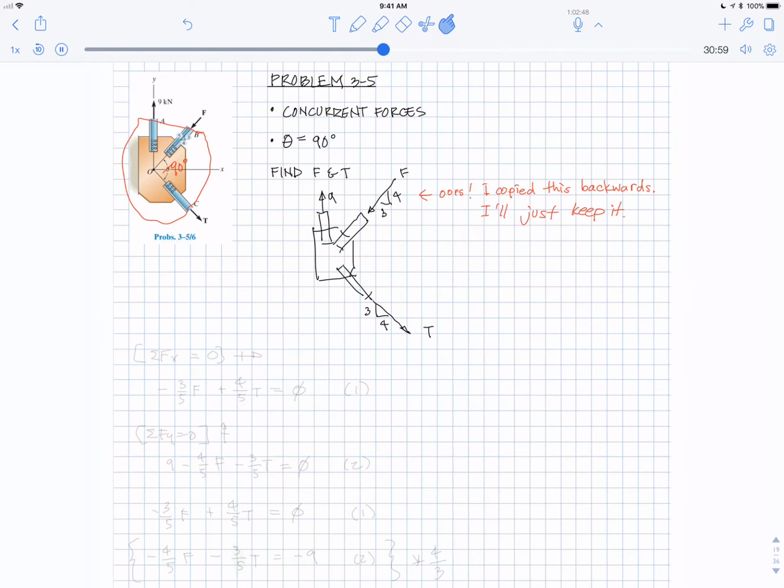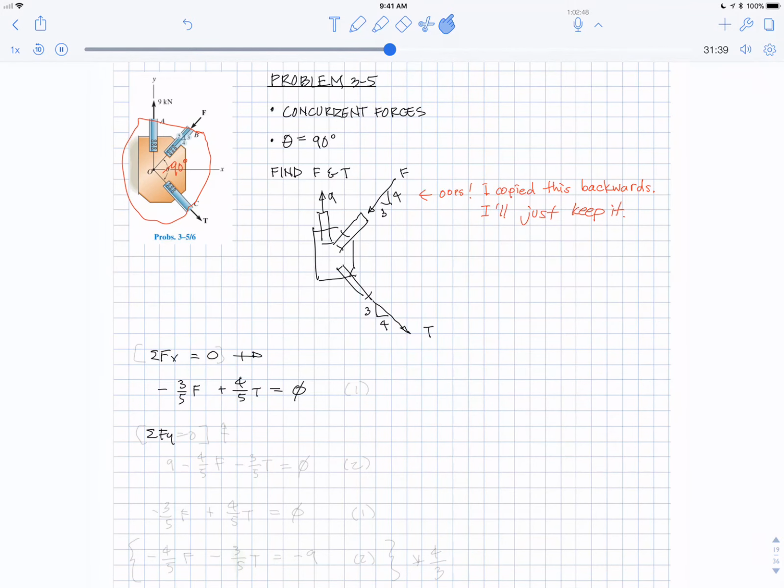So once you've got the free body diagram drawn, all you need to do is write sum Fx equals 0, and then sum Fy equals 0. You'll have two equations, you'll have two unknowns, and then just solve. So let me write out sum Fx equals 0. The 9 is in the y direction, so there's no component. The F has an x component of 3/5 F, and it's going to the left, so I set right positive, so that's negative. And the T has a 4/5 in the x, positive, so I'll set that equal to 0.